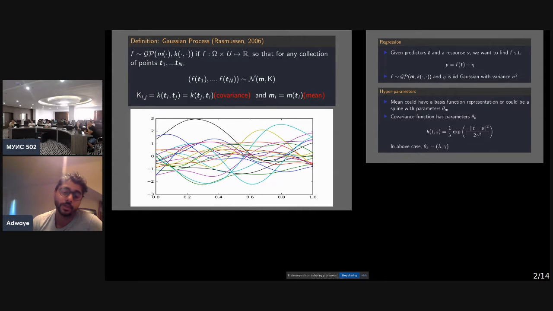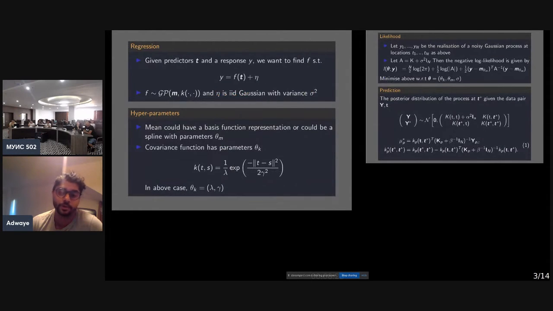For example, if I look at 0.2 and 0.6 on the x-axis, evaluating this function k gives me the covariance between the function value at location 0.2 and location 0.6. Similarly, if I evaluate this mean function that I denote by m at location 0.6, I get the average value that the function takes at this location. Essentially, you specify the form that the function will take, so the smoothness of the function, by specifying the covariance function.